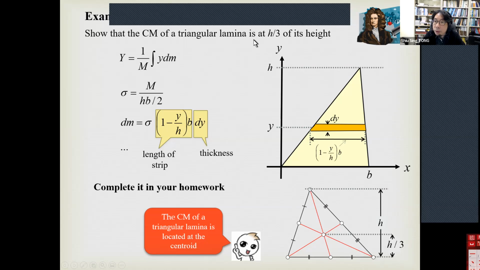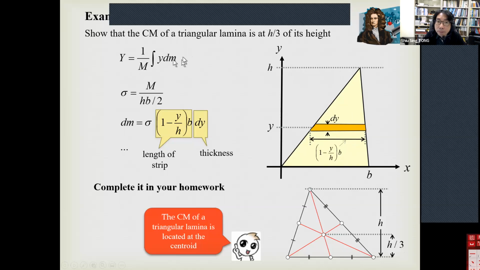But by using integration, I will be able to show that the center of mass of a triangular lamina is exactly at the centroid of the triangle. So if I do an integration to find the height of the center of mass, the y coordinate of the center of mass in this situation, I will find that the y coordinate of the center of mass is exactly h/3, where h is the height of the triangle. Now, how do we do that?